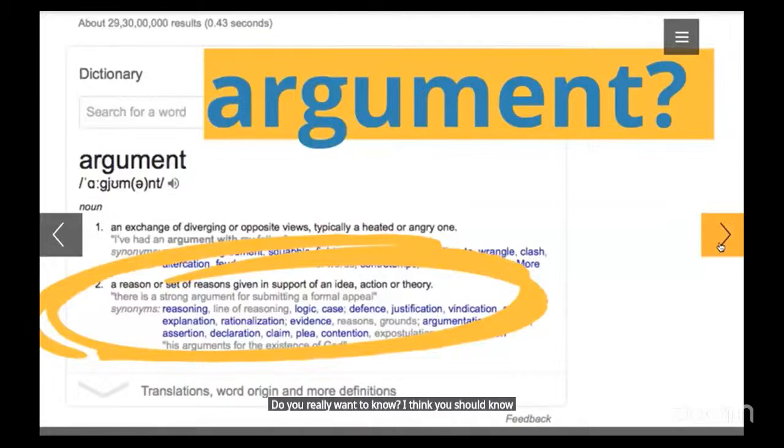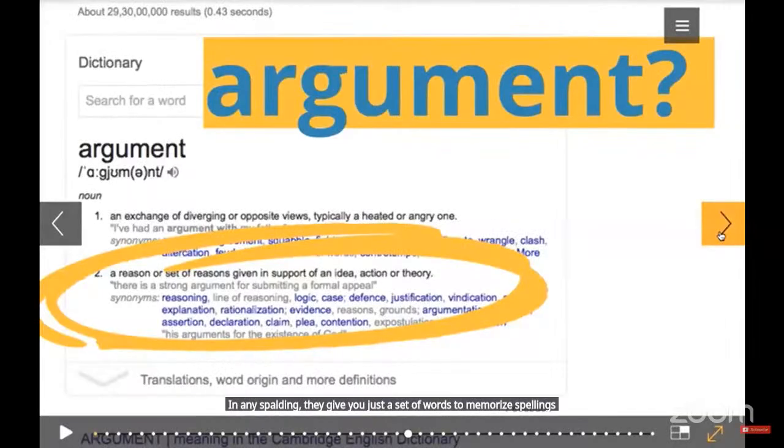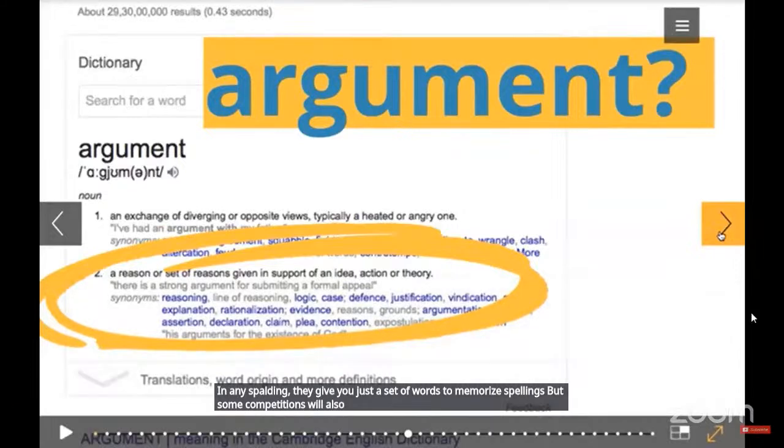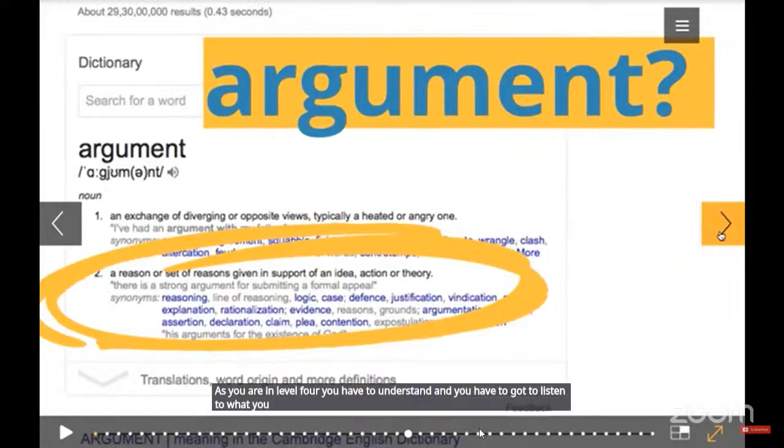We have taken you on a journey that ends here in round 15. I'll explain. In any spelling bee, they give you just a set of words to memorize spellings, but some competitions will also add meanings or phonetics, synonyms, etc. Dear darling students, as you are in level 4, you have to listen to what you just finished, what you're about to finish.